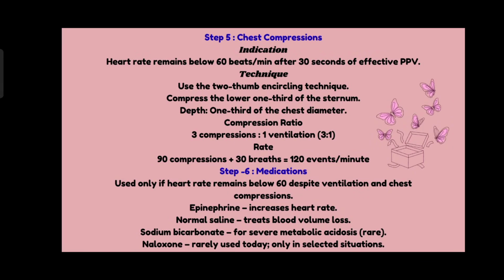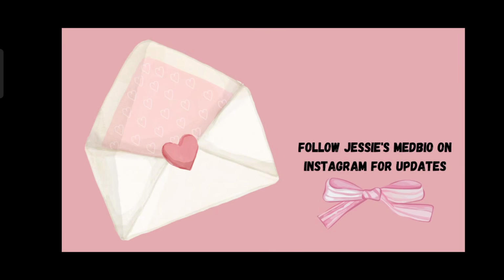Even after chest compression, if the baby is not improving properly, we have to start medications. If the heart rate is below 60 after ventilation and chest compression, we have to give medications. To increase the heart rate, we can give epinephrine, and if there is blood volume loss, we can treat it by giving normal saline. If the baby has severe metabolic acidosis, we can give sodium bicarbonate. And then naloxone, which is very rarely used today. These medications are used only in some selective situations. That is about neonatal resuscitation.